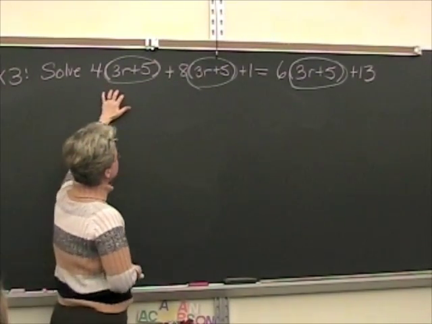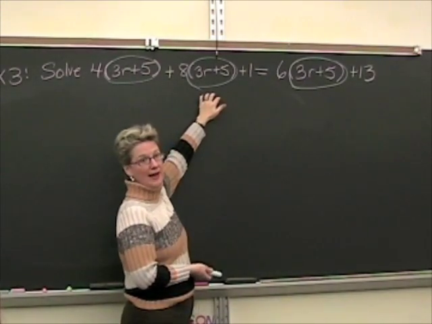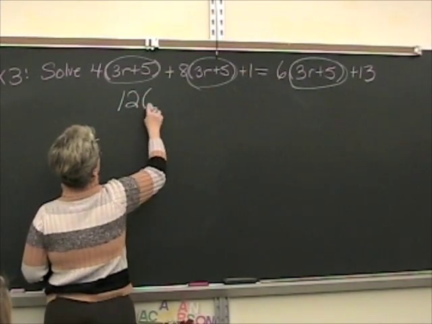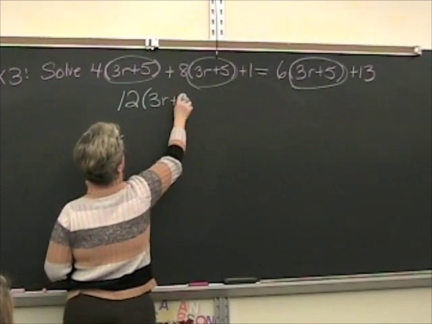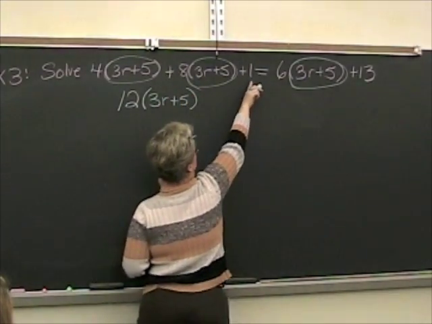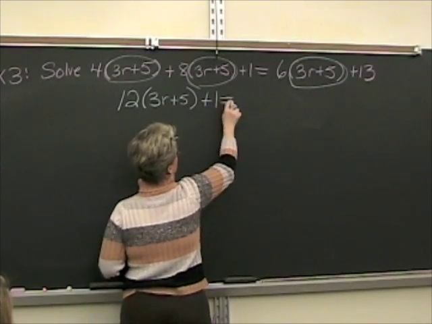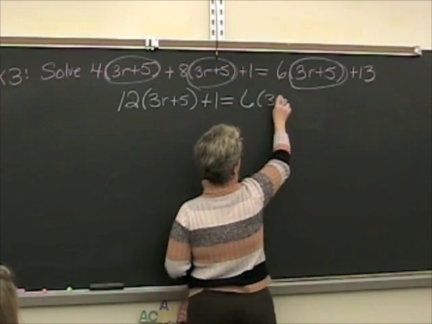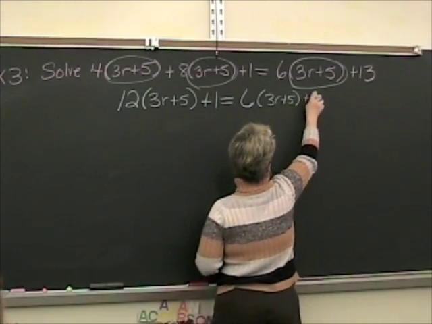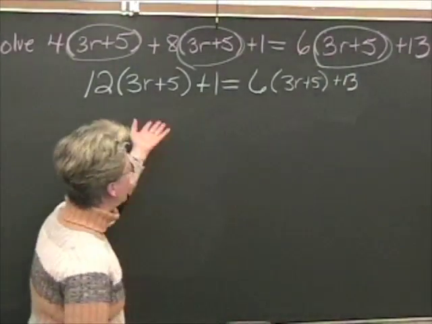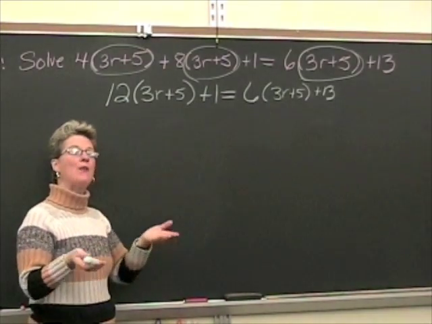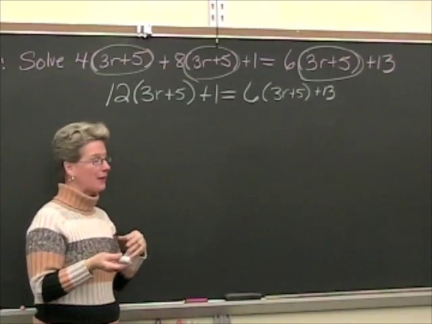If I had 4 x's and I add 8 more x's to that, I would have 12 x's. So I'm going to get 12 quantities of 3r plus 5, and then I'll have this constant right here still. And then over here, I will have 6 quantities of 3r plus 5 plus 13. All right? So I've basically just added like terms here on both sides of the equation. So we're going to take the smaller number and subtract it from both sides. Okay?